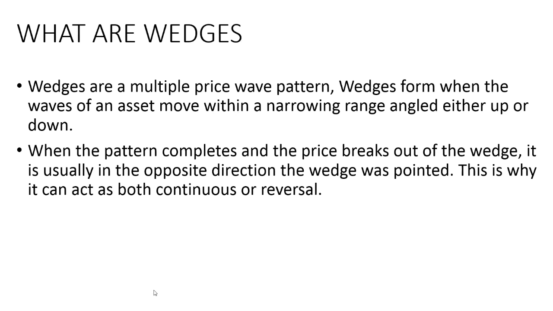Okay, now we're looking at the first topic. What are wedges? There are multiple price wave patterns. Wedges form when the waves of an asset move within a narrow range, angled either up or down. When the pattern completes and the price breaks out of the wedge, it is usually in the opposite direction the wedge was pointed. This is why it can act as both continuation or reversal. Let's look at what they mean when they say so. It's a narrowing range angled either up or down.